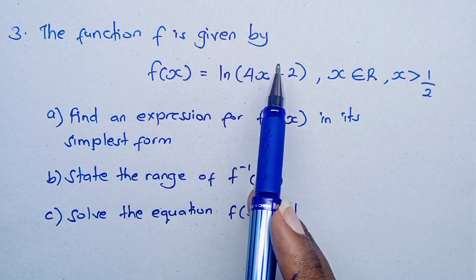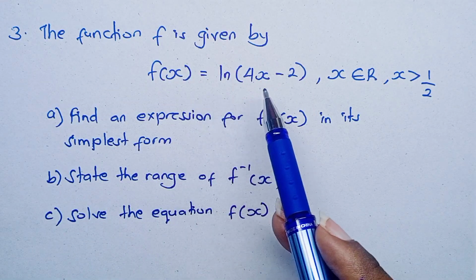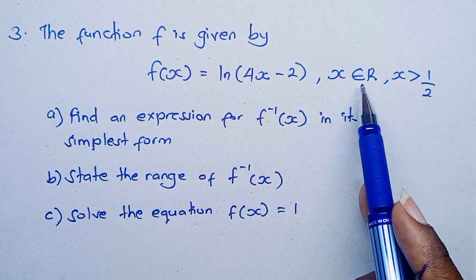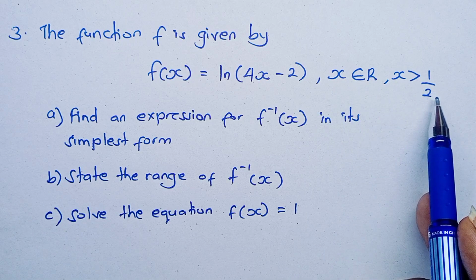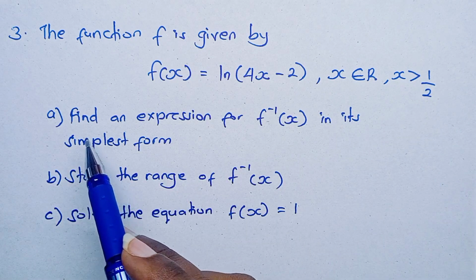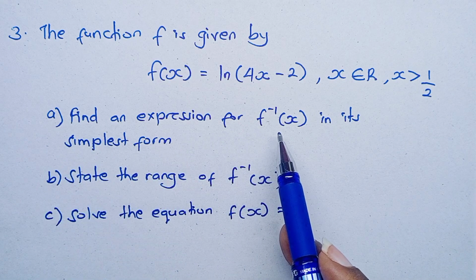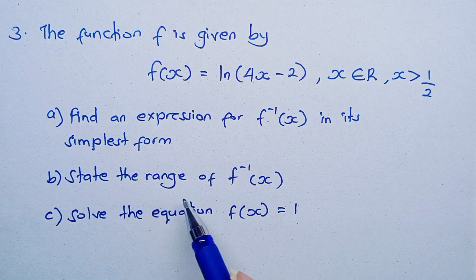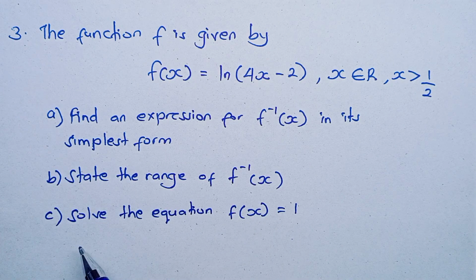The function f is given by f of x equals natural log of 4x minus 2. x is a real number and x is greater than a half. Part A, find an expression for f inverse of x in its simplest form. B, state the range of f inverse of x. C, solve the equation f of x equals 1.